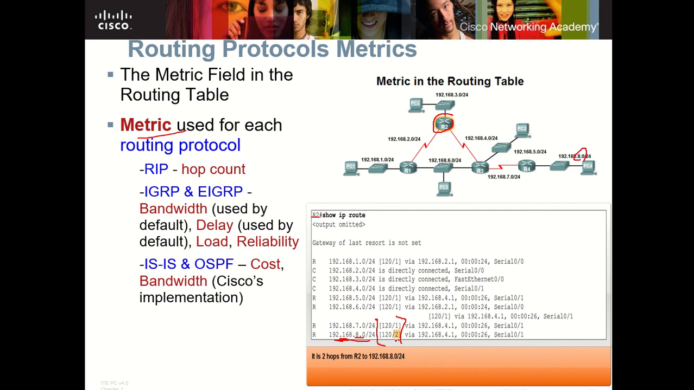Meaning that's hop count, right? Because it is R. When we say R, that is for RIP. So we check if it is two hop counts. From here, it jumps here, 1 and 2. So that's 2 counts, 2 hop count. While the other dynamic routing protocols use bandwidth, delay, load, and reliability. For the link state types of dynamic routing protocol, they use either bandwidth or cost.